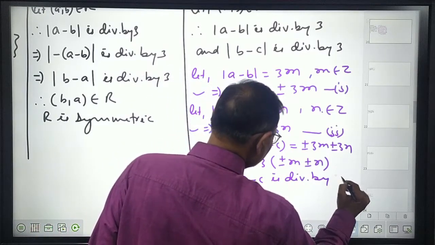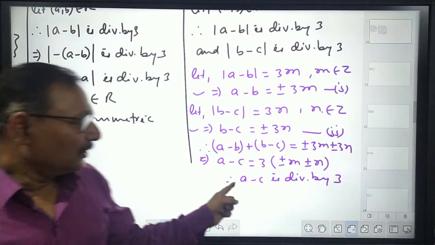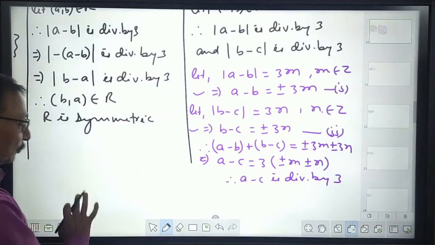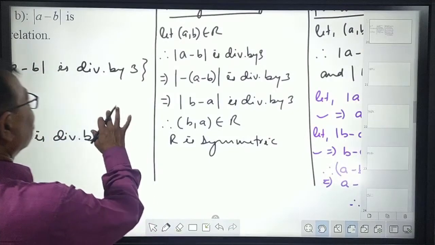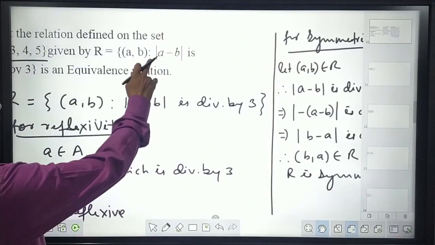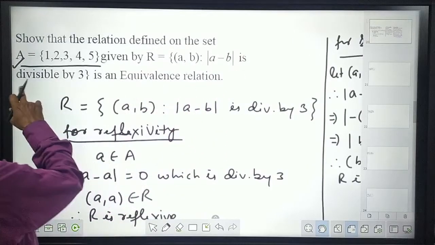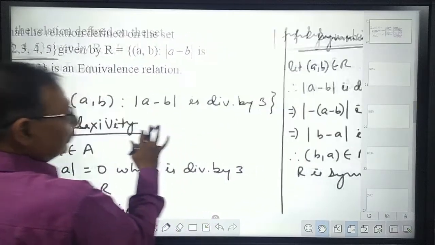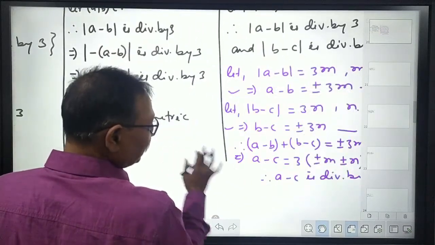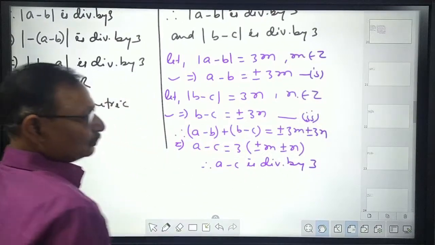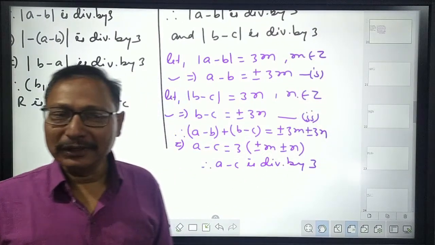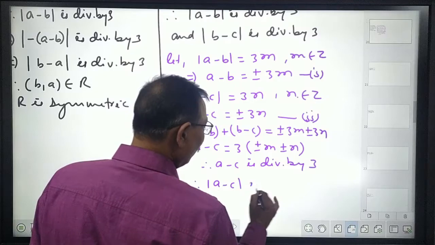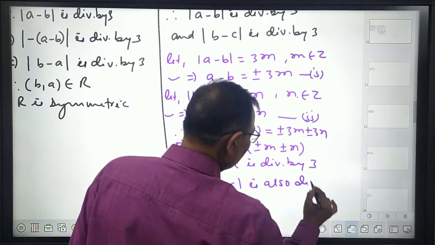Now tell me, is it sufficient to show that a comma c belongs to R? No, not at all. Actually, to show this one, it is necessary to check whether modulus of a minus b is divisible by 3 or not. Modulus of a minus b is divisible by 3. So we are having here a minus c is divisible by 3. So we should not conclude here. We should put one more thing here. Therefore, modulus of a minus c is also divisible by 3.